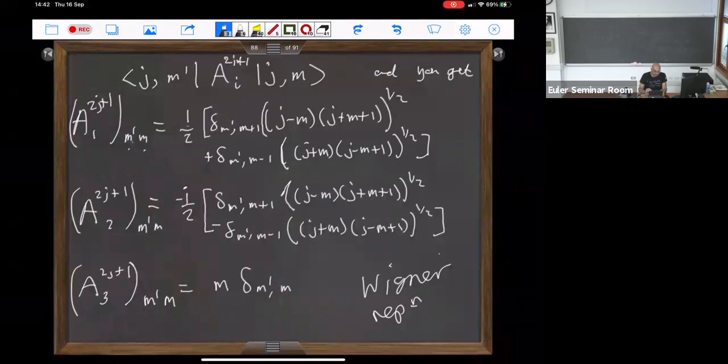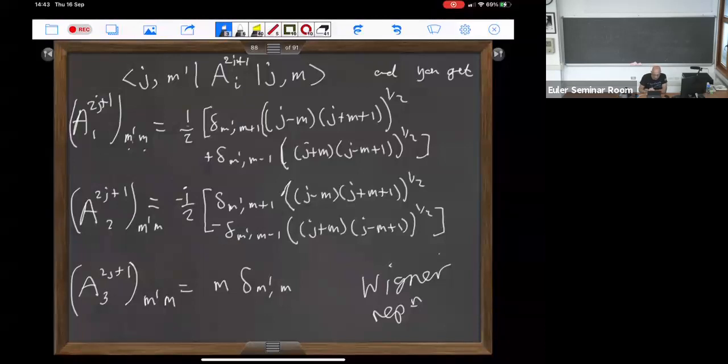And that's it. So let's consider trying to use this formula in the case j equals a half. So j equals a half, so 2 times j plus 1 is 2, and that's the two-dimensional representation that we claim exists. Now the way these formulas are written, it's a bit funny because j equals a half means m prime and m take values plus or minus a half. But we should think of a matrix acting on, the plus state is the first row and the minus a half state is the second row. Okay, so the 1, 1 entry of the matrix would be when m prime equals m equals a half.